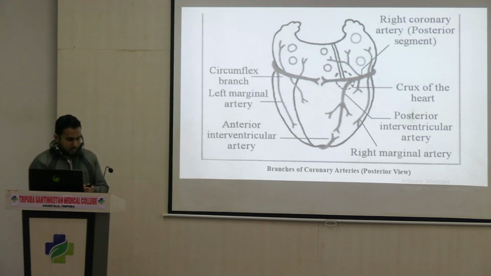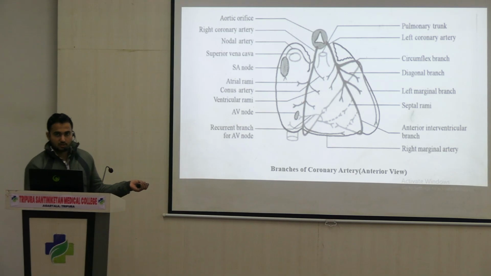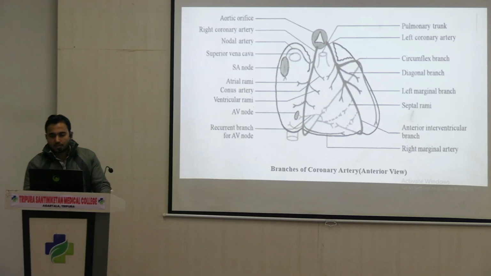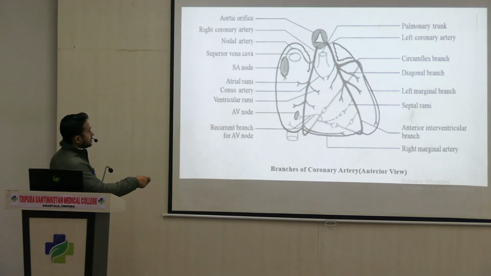Now the question is, what about the branches? Now see the branches one by one. First is the ventricular rami. First we will see the ventricular rami of the right coronary artery. Usually the first branch of the right coronary artery is the right conus artery. Can you see the right conus artery? This is the right conus artery.